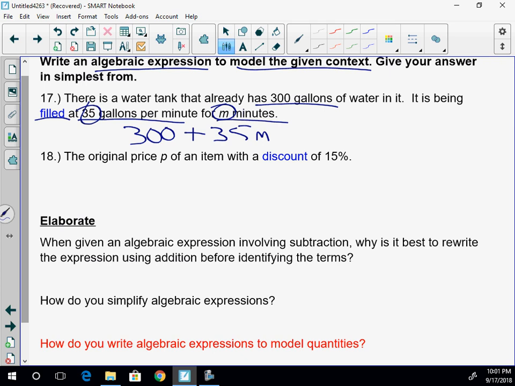All right, next one. The original price, P, of an item with a discount of 15%. So now this is opposite of tax, right? We're getting a discount, we're going to pay less. So I'm going to take the original price of that item, and now instead of adding like I did before, I'm subtracting a discount. All right? And now what am I subtracting?